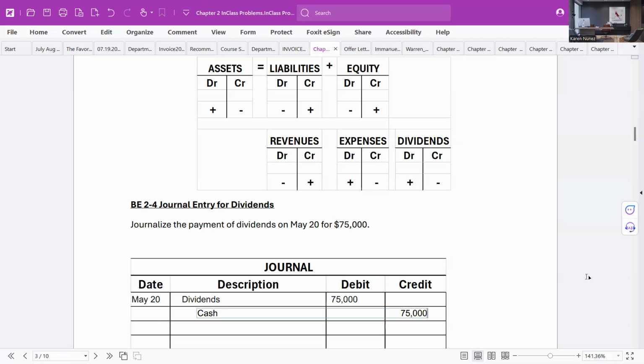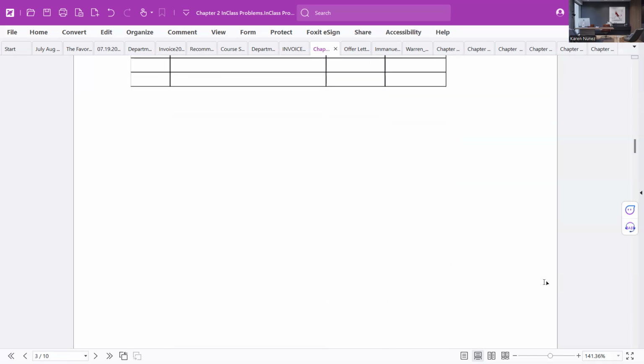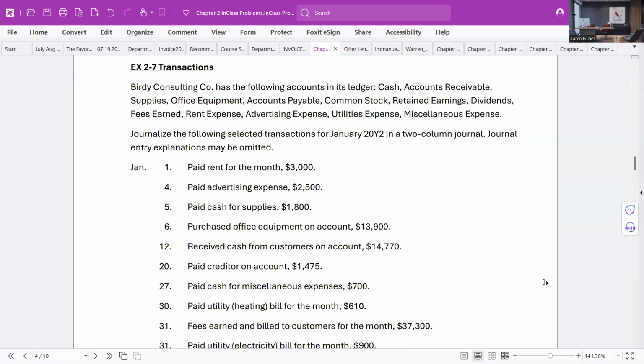Now, next we get a chance to look at several different kinds of transactions in exercise 2-7. So we'll account for the transactions and we'll do it again in the way that we've been doing it. Analyze the transaction, determine the effect on the assets, the liabilities, the equity, and the divisions of equity, record the transaction, and then we will move on from there. And that's all we really need to do, is record the transactions in a journal, and we don't need any explanations. We're just going to record the transactions.